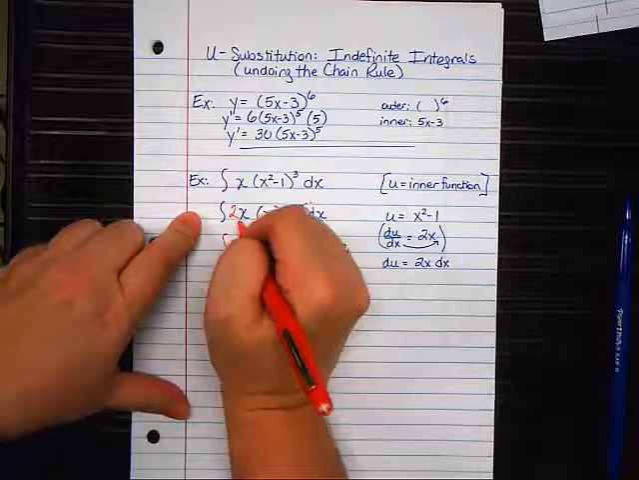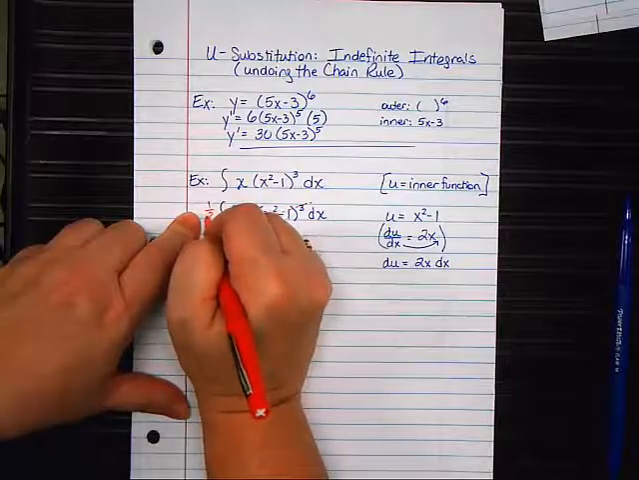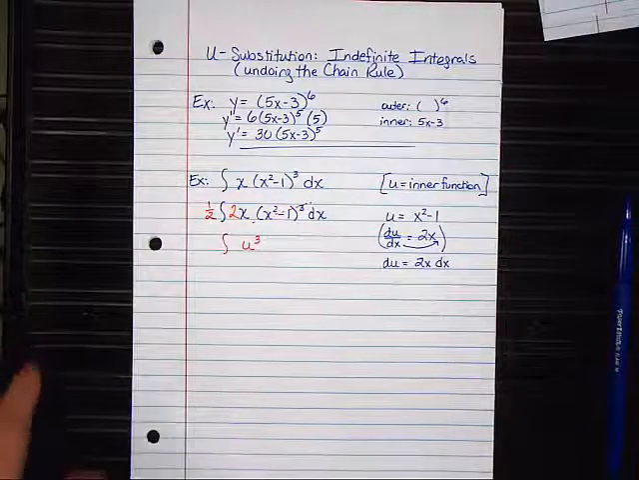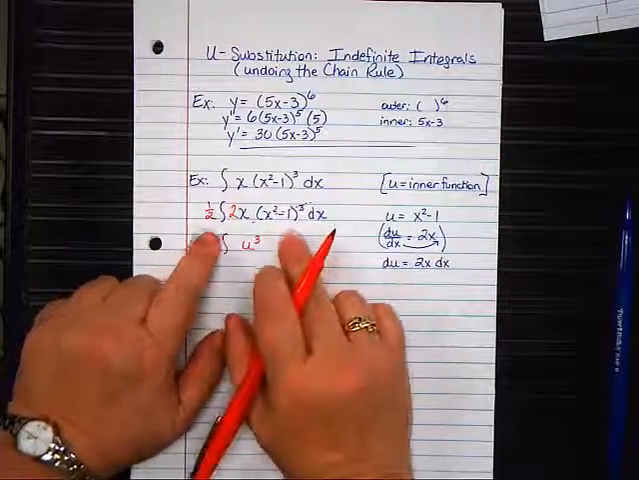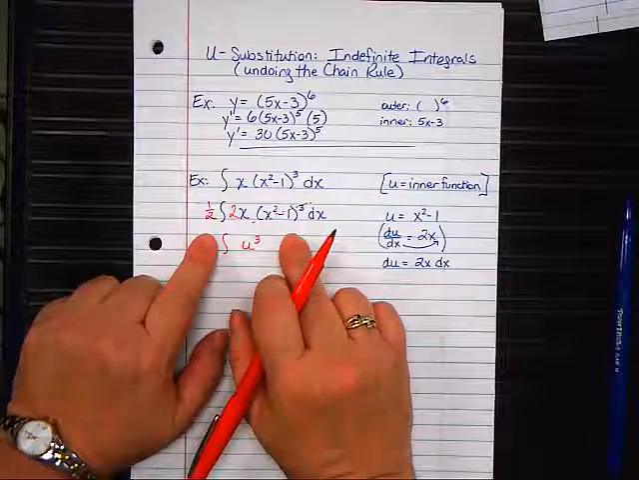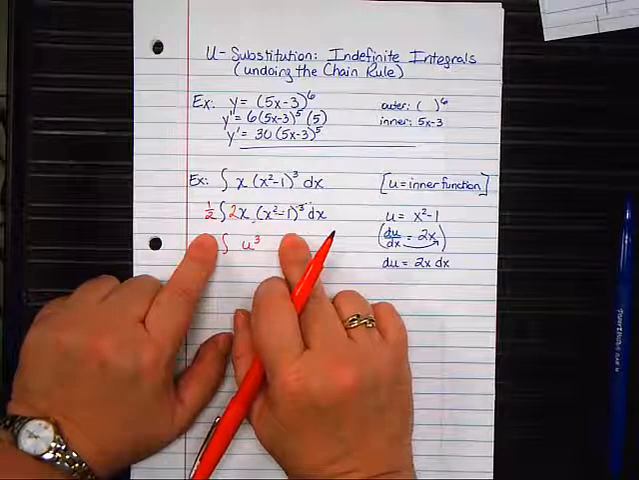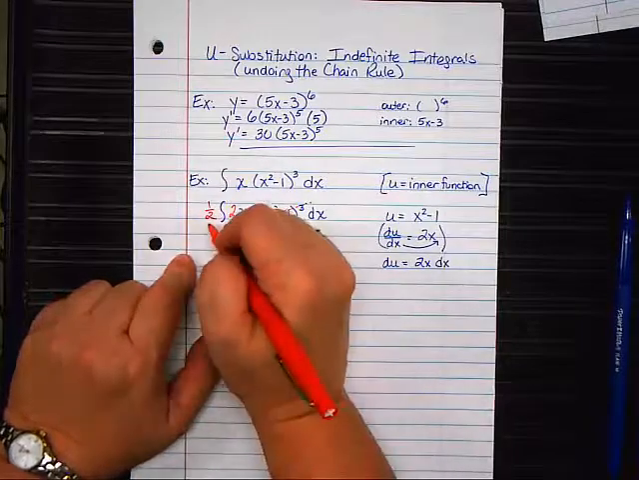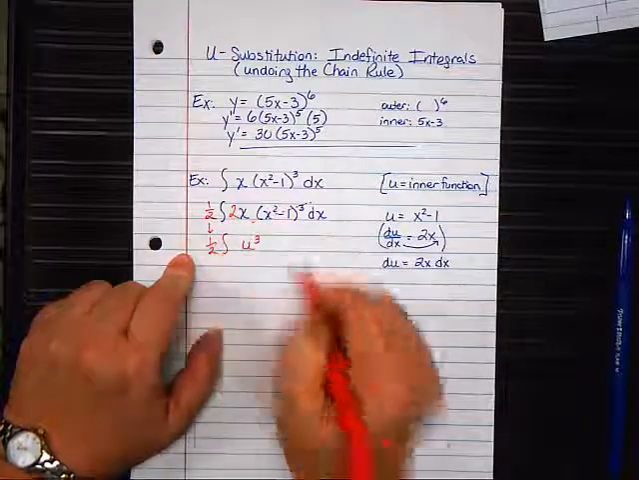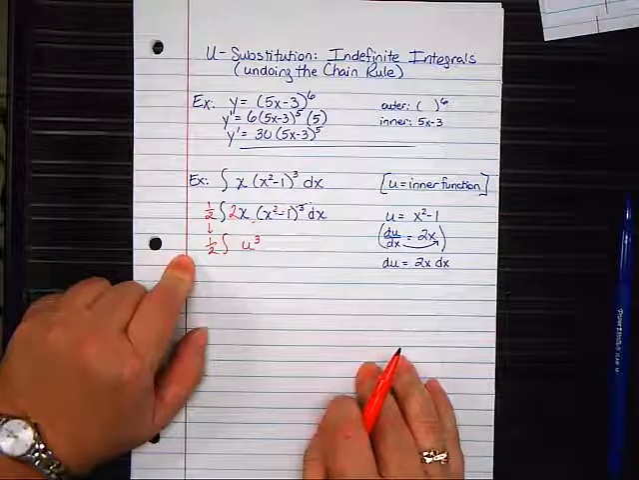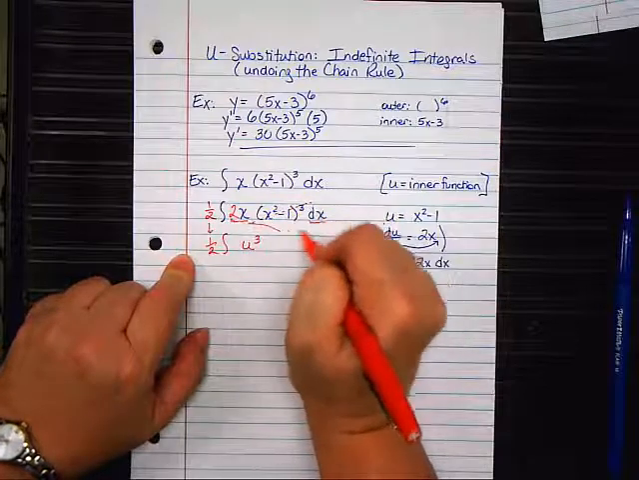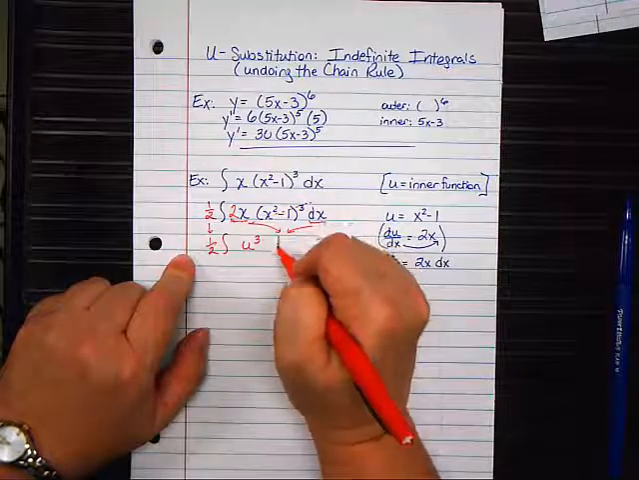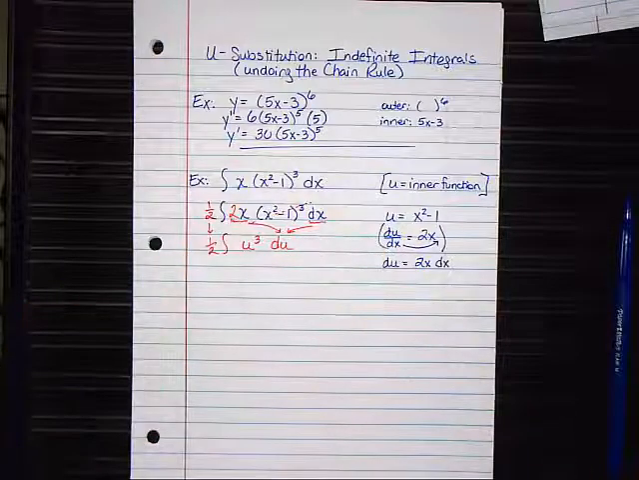If I put a 2 here, I have to put a 1/2 outside to balance it out, because what is 1/2 times 2? 1. Did I change the value of this integral? No, I didn't change its value. I just changed the way it looks. Okay? So now this 1 half comes straight down. It's outside, so you don't mess with it. This 2x and this dx combine to make the du, and I can write it down now.